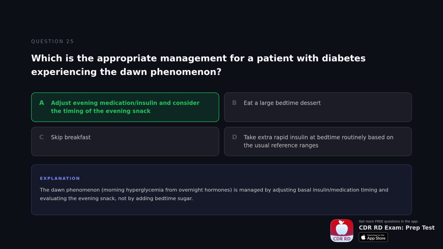The correct answer is adjust evening medication or insulin and consider the timing of the evening snack. The dawn phenomenon, morning hyperglycemia from overnight hormones, is managed by adjusting basal insulin or medication timing and evaluating the evening snack, not by adding bedtime sugar.